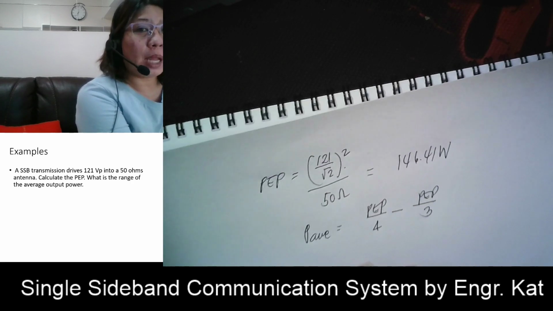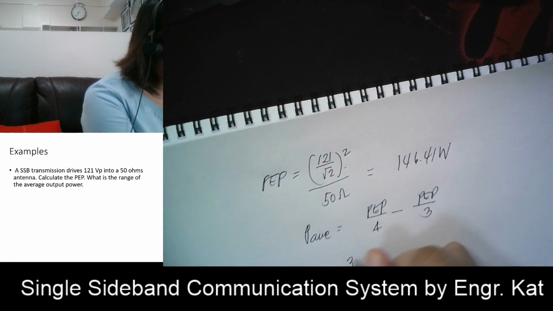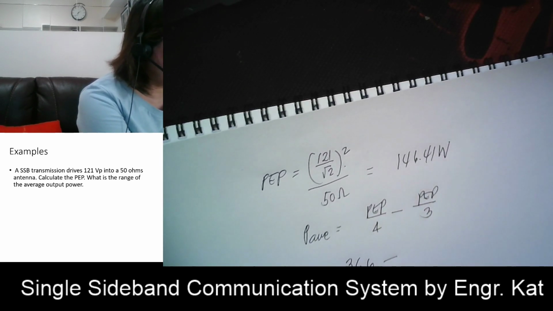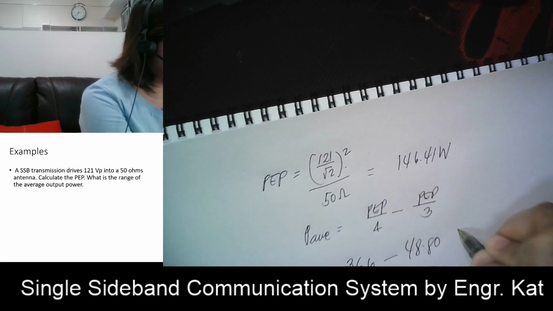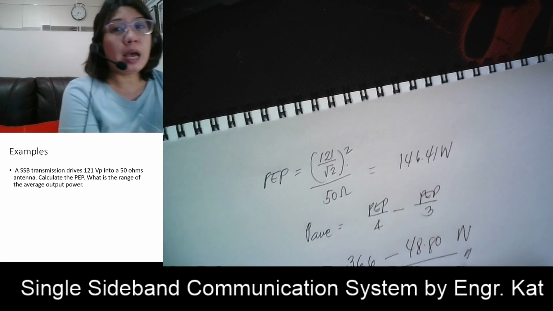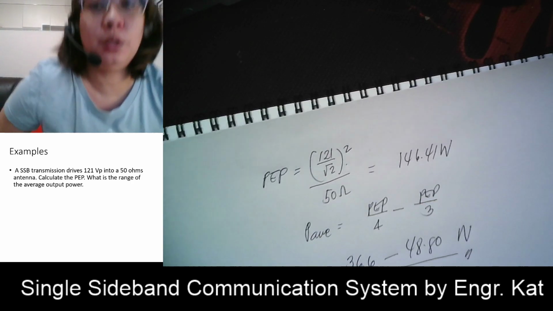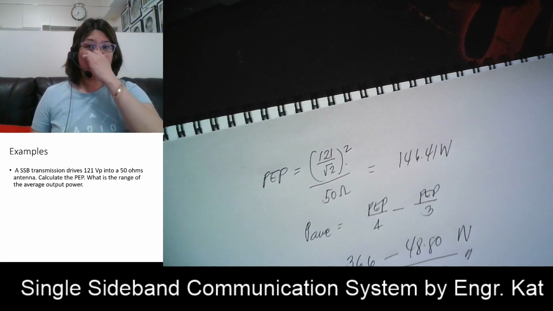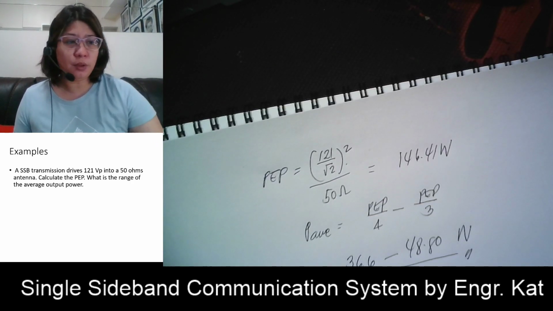In this type of problem, it is simply 146.41 divided by 4, so 36.6, to 146.41 divided by 3, 48.8 watts. So this is the average for human speech. This is usually the average being used for human speech. Okay, so let's have another example.